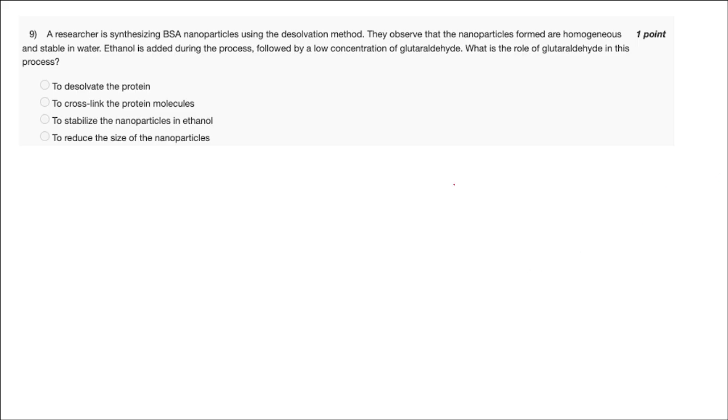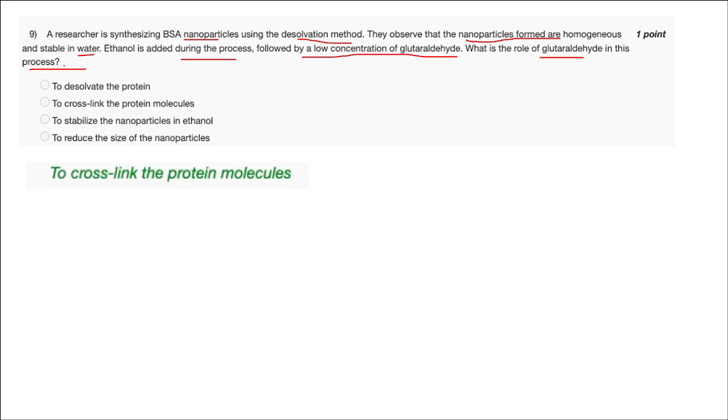Try attempting this question. It reads: a researcher is synthesizing BSA nanoparticles using the desolvation method. They observed that the nanoparticles formed are homogeneous and stable in water. Ethanol is added during the process, followed by a low concentration of glutaraldehyde. What is the role of glutaraldehyde in this process? Since we have less time, let's discuss it.